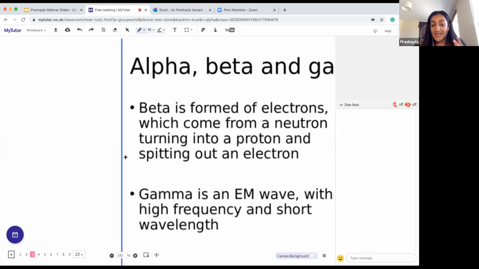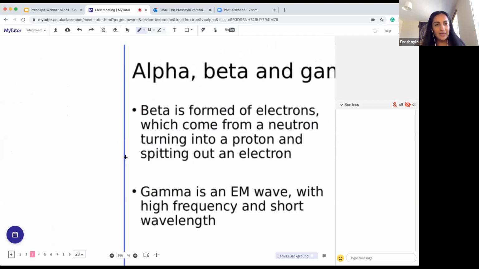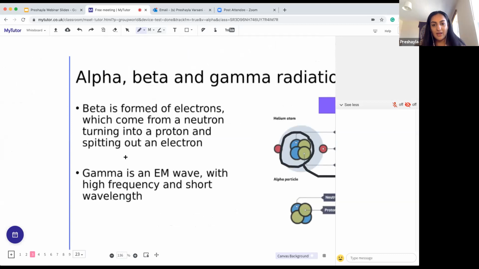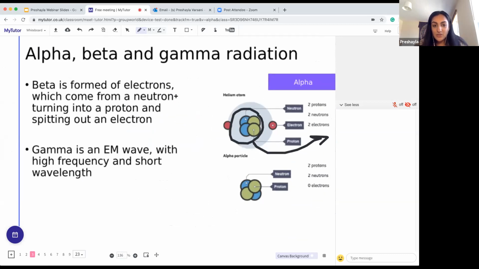Beta, however, is formed of electrons, but not the electrons that we think of and see in atoms. It's not these electrons which are in shells. It's actually a neutron turning into a proton and spitting out an electron. So beta decay comes from neutrons turning into protons and releasing electrons. Beta decay is not the electrons in the shell of an atom. It's a different type of electron.